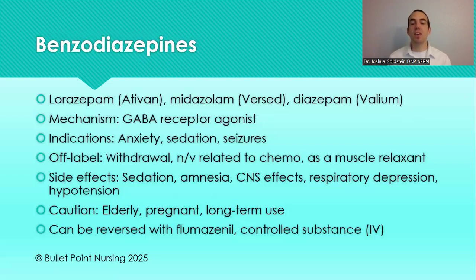Next, how does this work? These are GABA agonists. GABA is an inhibitory neurotransmitter. It slows down activity in the brain, which is exactly what we want when the brain is firing uncontrollably during a seizure. That's how that works.